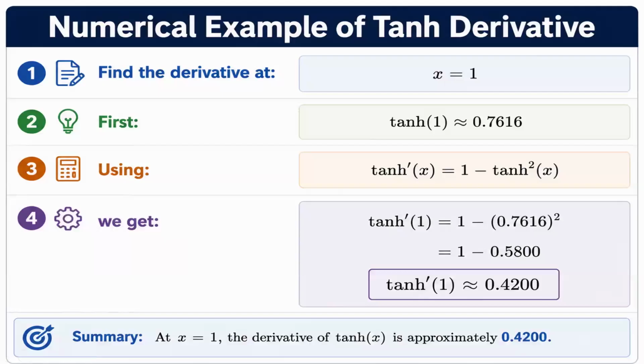Now next is to calculate the derivative. First of all, we have here the value of x is 1. So tanh of 1 is 0.7616. So tanh dash x is equal to 1 minus tanh square. So it is nothing but 0.4200. So this is how it is calculated.